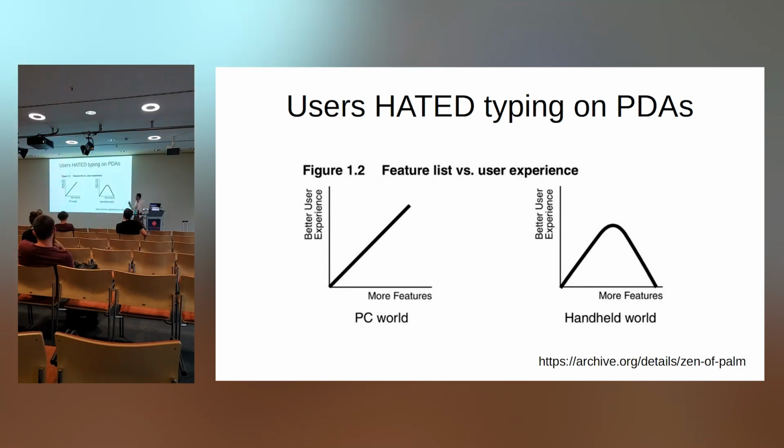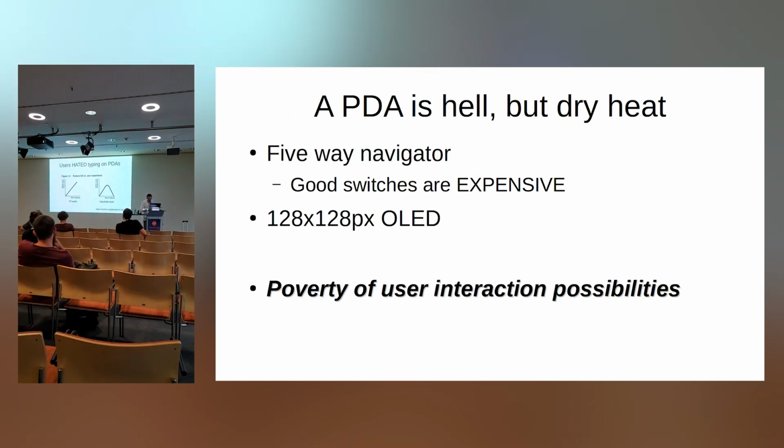Well, this diagram, some of you should still know it. The old people should know it. Who has seen these 2 diagrams? They are from Palm OS, from the original smartphone operating system, and they are from the development guide. And Palm basically told people that people hate to type on smartphones, and they absolutely hate to type on PDAs which don't have a keyboard. And while a PDA definitely is hell, at least it's dry heat.